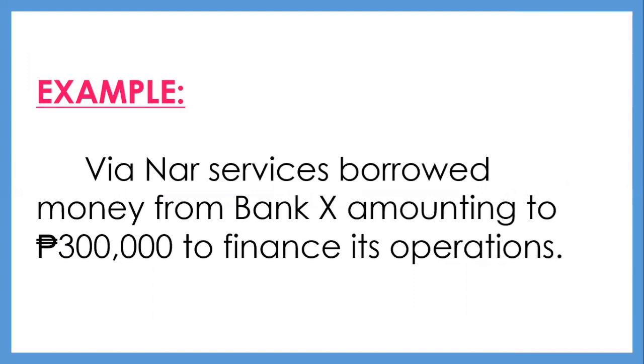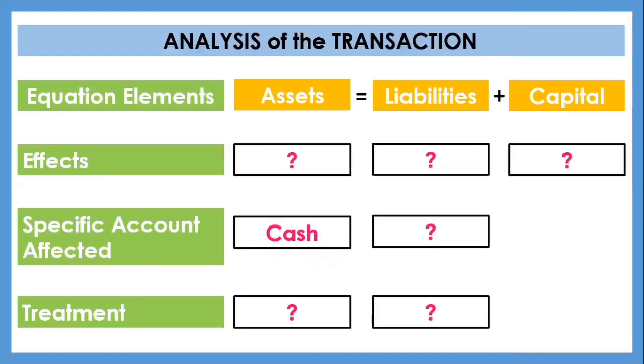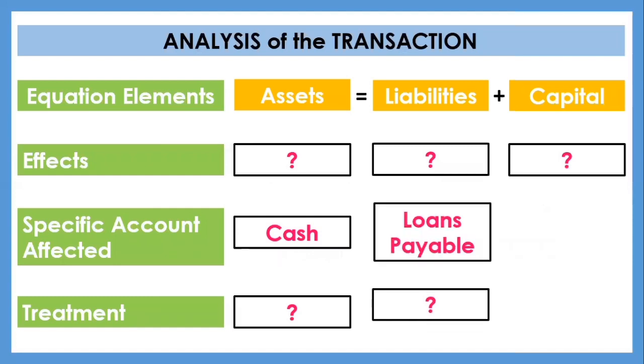The first step that we need to do in order to solve this transaction is to analyze our transaction itself, in order for us to determine the specific accounts involved. As you can notice, there are two accounts involved in our problem. First, we have cash, and second, we have loans payable. Loans payable, because you borrowed money from Bank X, meaning you owed money to the bank. Since it's a loan that needs to be paid, that is why one account is loans payable. Another account that we have is cash, because when you loaned that money, your company received 300,000 pesos in cash. And so that is why our second account is cash.